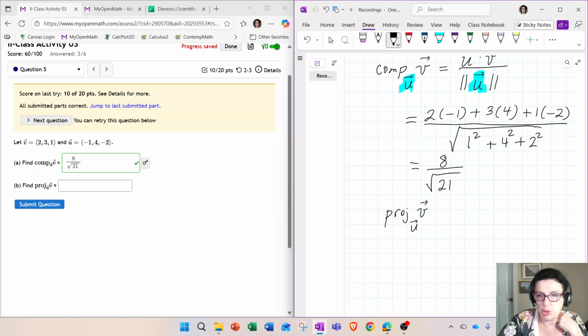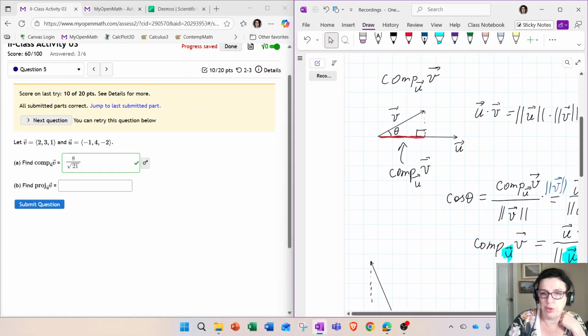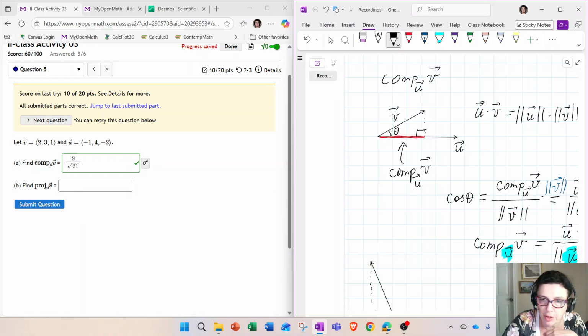Well, let me show you on the picture right here. So see that red line? That is not a vector, right? That's just the length of it as the component. But if we turn it into a vector, right? So if we make this a vector, okay, then that's going to be the projection. So how do we find it? Well, we want a vector that has the same direction as u, but length equal to the component.